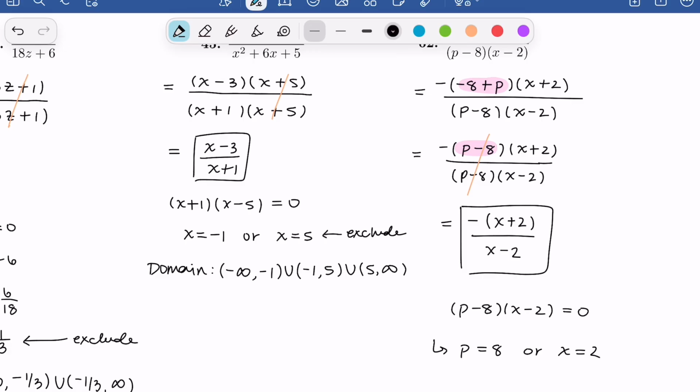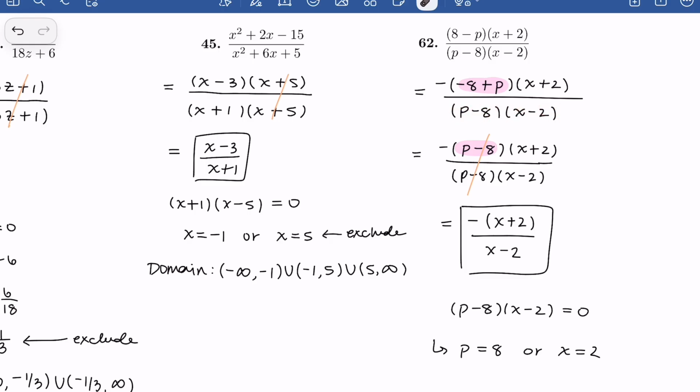But notice that we're dealing with two different variables. We have a p and an x here. So what we're going to do is split this up into two cases. So the function is going to be undefined when p is equal to 8, no matter what. That would make our denominator 0. That would make this factor 0, and 0 times anything is 0. Now, the function is also going to be undefined when x is equal to 2 for the same reasoning. This would make this 0, and 0 times anything is 0.